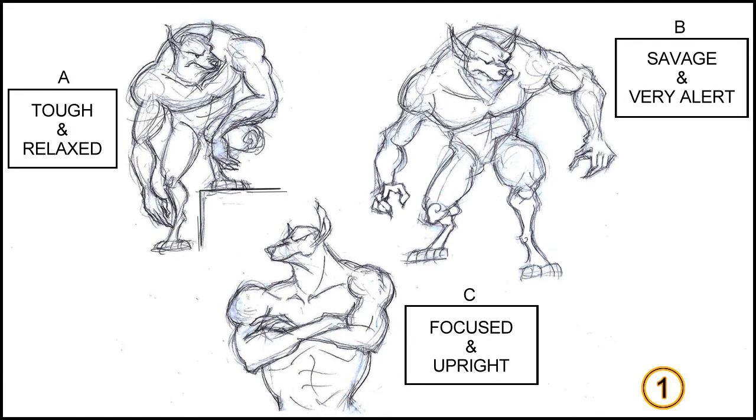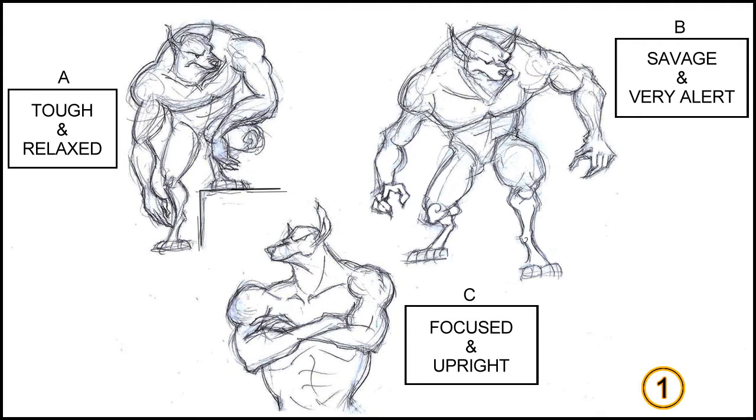So you can see this first image here is actually a presentation of not just one thumbnail, but several ideas. So that brings up a good point. We want to come up with more than just one idea so that we can choose what's going to work best for our character. So you can see in image A, we have more of a tough yet relaxed stance. Very fun pose. In image B, you can see that the character is more of a savage type and on high alert, so its timing would probably be very snappy. Image C, we could see the character is more focused and upright. I really enjoyed A here. It was just a very fun pose.